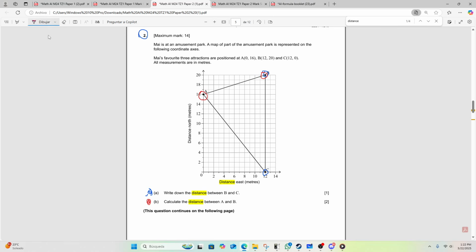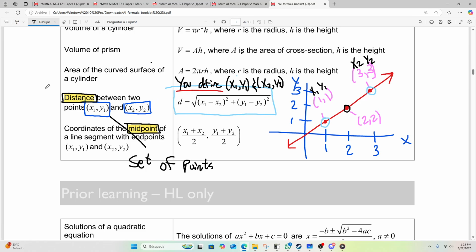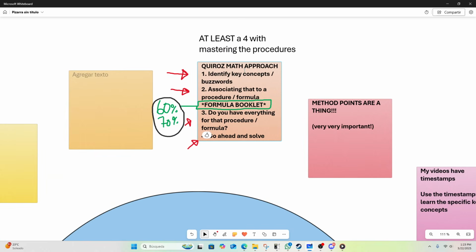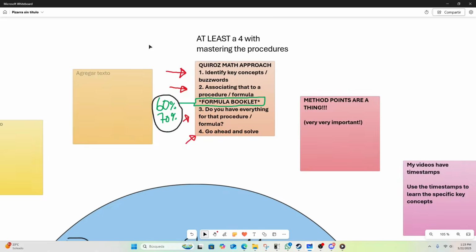But the level that I also want to reach is that the moment you read this concept, this buzzword, distance, you go, I'm pretty sure that's in my formula booklet. Bada bim, bada boom. You jump to this immediately. And so that's what I mean by have the key concept or buzzword associated to a procedure or formula. More often than not, it's simply in your formula booklet. That's the Quiroz math approach.